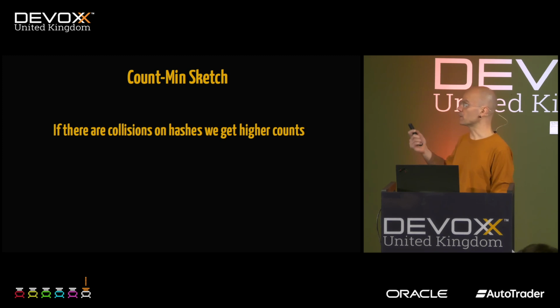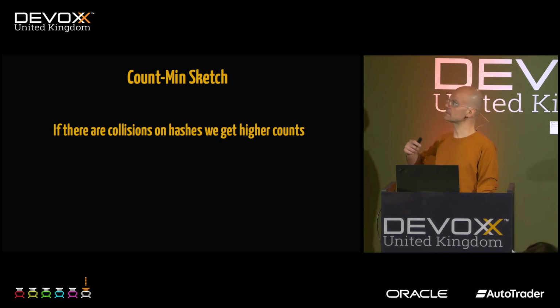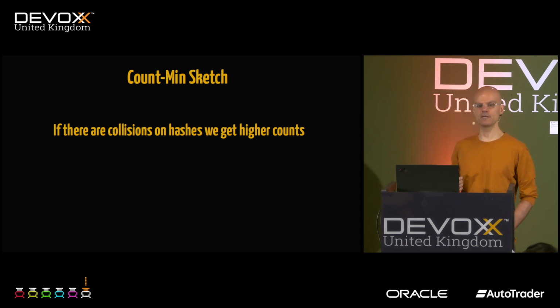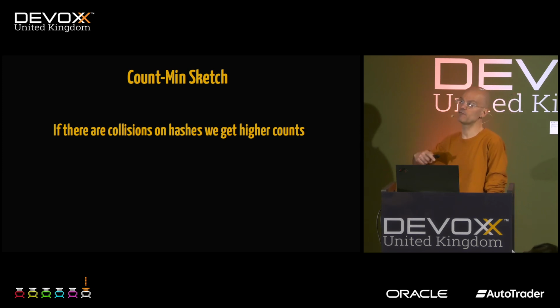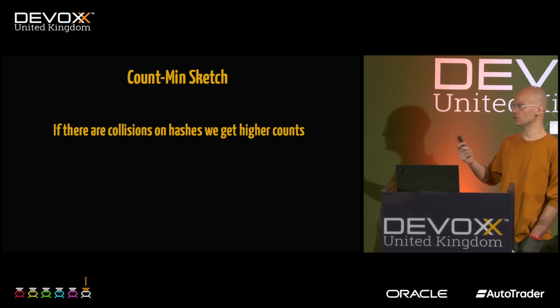Why is it probabilistic? Because, of course, we're using hash functions, and also, if there are collisions, we get higher numbers, because maybe there are elements that map to the same index of the elements we're checking, but there were not. So we get a number that was not increased by the element itself, but by other elements. And so in this case, we'll get higher counts. This is something we have to be aware of when we use this kind of data structure.